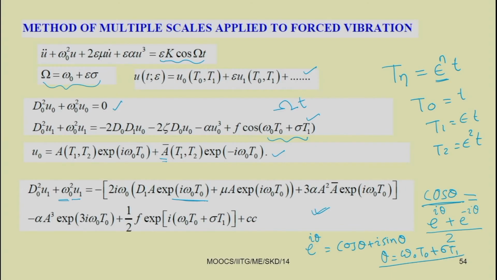If your forcing term is written in terms of sine, similarly you can modify this equation. Sin theta you can get as (e to the power i theta minus e to the power minus i theta) by 2i. So depending on whether you have a sin term or a cosine term in the forcing, you can accordingly modify your equation and find the corresponding secular term.